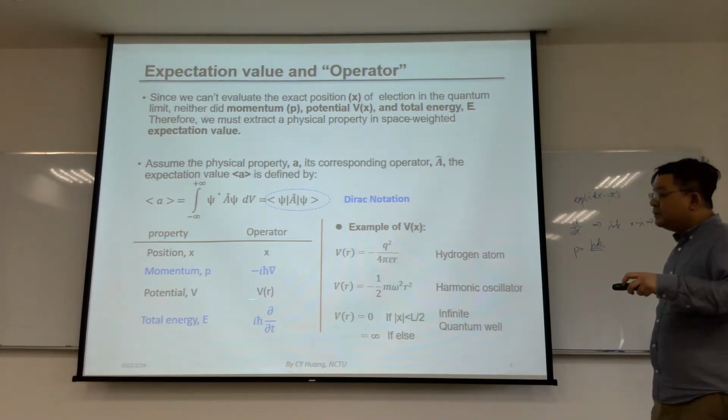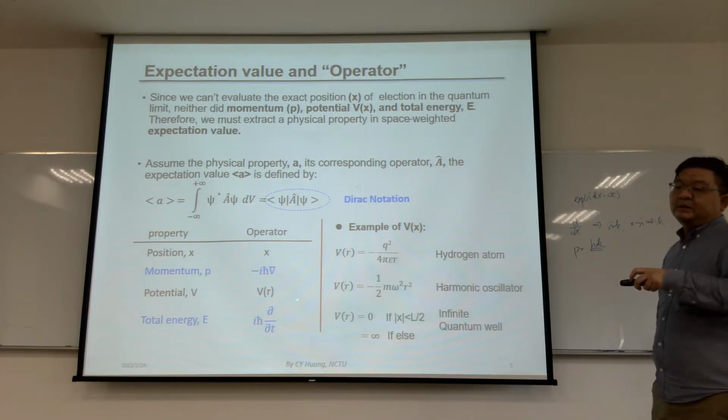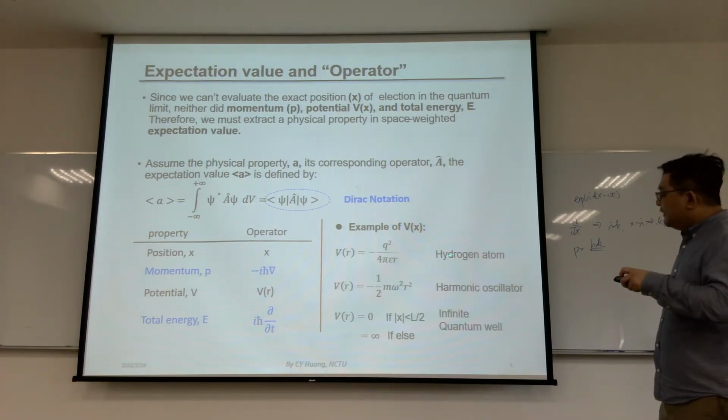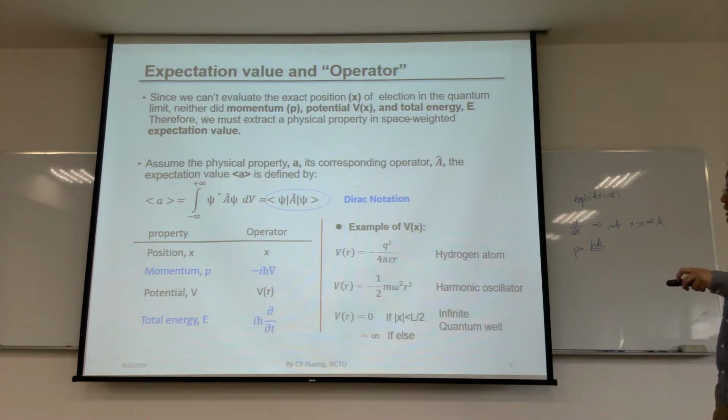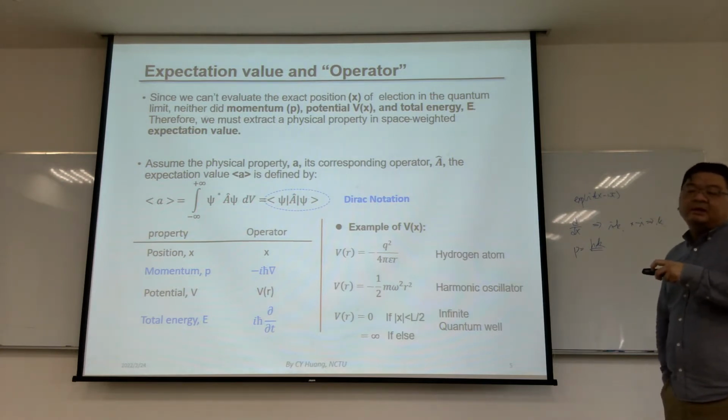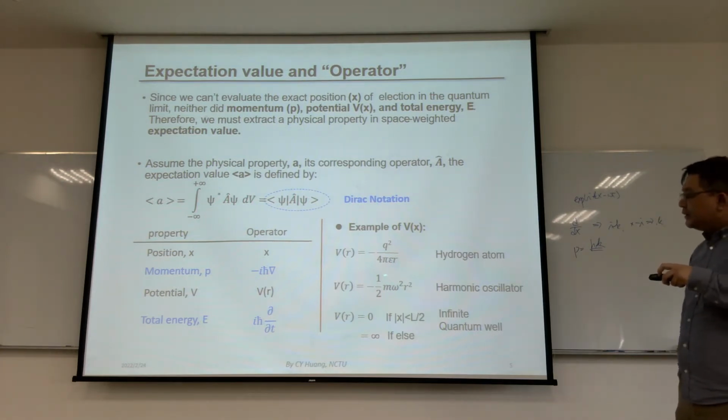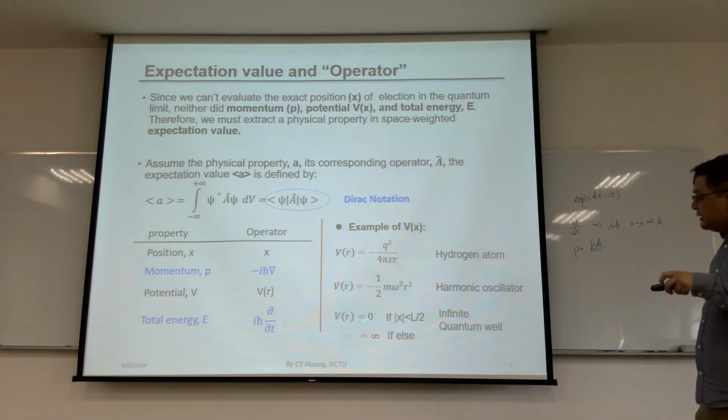Potential is still just potential. If it's hydrogen, probably the potential is just the electrostatic minus q squared over 4 pi epsilon r. And for a harmonic oscillator, it is a parabolic potential function. And the simple case is the infinite quantum well.